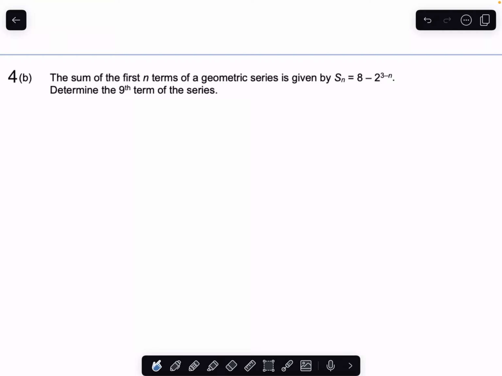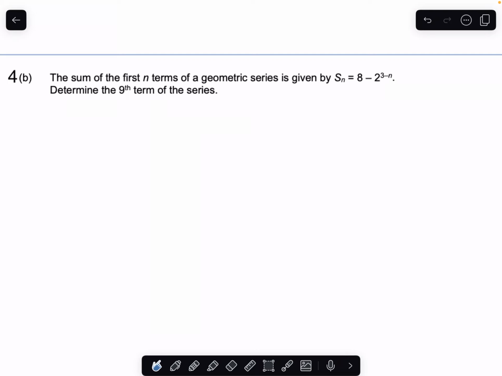We are looking at IEB November 2022 paper 1, question 4b. The sum of the first n terms of a geometric series is given by Sn is equal to 8 minus 2 to the 3 minus n.